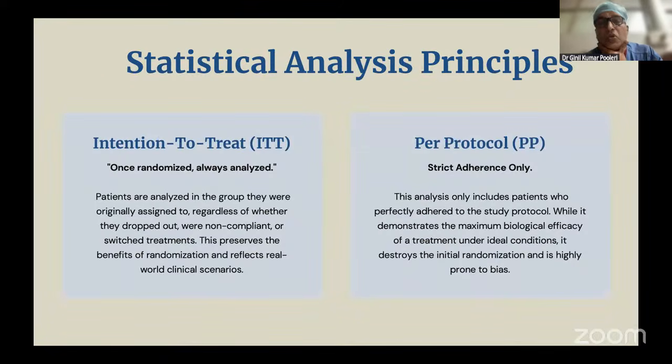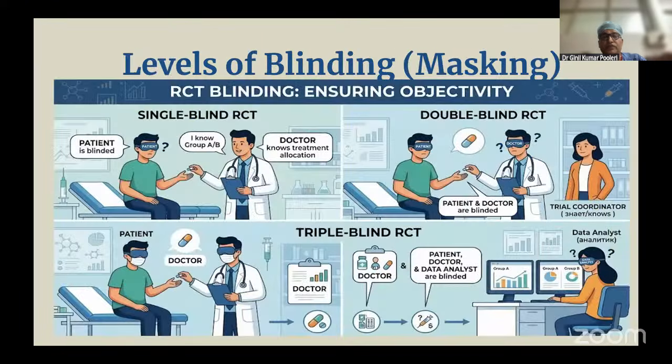Another term you have to know is intention to treat. Whichever patient is randomized has to undergo the analysis. If it is per protocol, then you are analyzing only the patients who have followed the protocol. Actually, ITT is better.